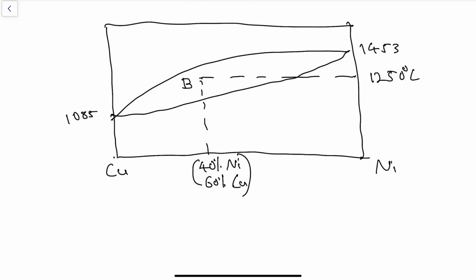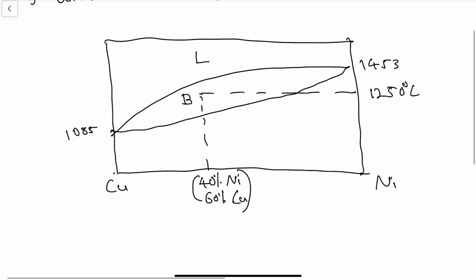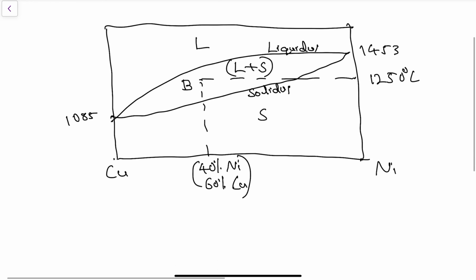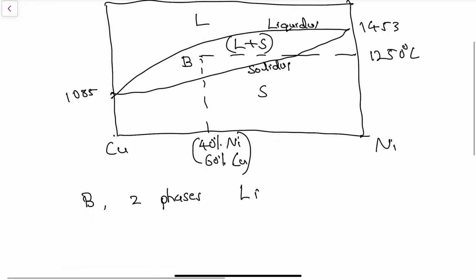Okay, so what are the phases present here? So you know that on the top, this is the liquidus line, and this is the solidus line. Below the solidus line, you have completely solid, and in between you have liquid plus solid. On the top you have completely liquid. So from the phase diagram, it is evident that at constitution point B, you have two phases present. That is liquid plus solid. There are a total of two phases, liquid and solid. So the first question is answered.